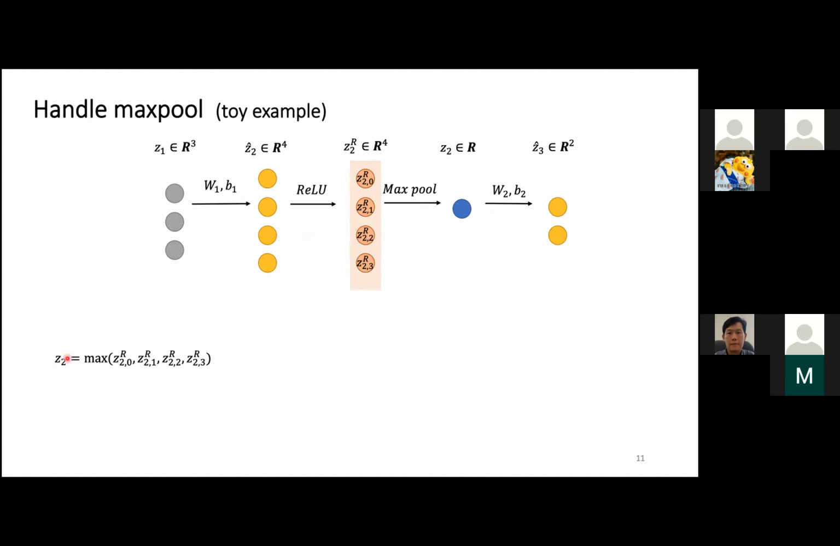And how do we deal with it to make the output polytope a convex set? We propose a simple idea, that is to decompose the max pool function into multiple one-by-one comparisons. So this is the original function. And here, notice that because LR2 is the output of a ReLU, each element is non-negative.